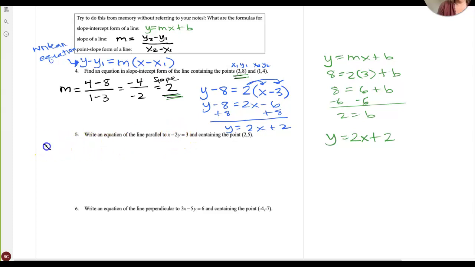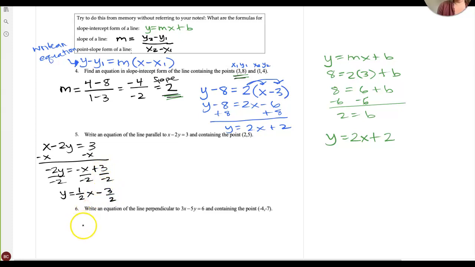So let me put that over here. I've got x minus 2y equals 3. I'm going to get y by itself, so I'm going to start by subtracting the x over. So I've got negative 2y equals negative x plus 3, and then divide everything by negative 2. So that's going to give me y equals, now negative divided by a negative is a positive, so I've got 1/2 x, and then minus, so I've got a positive divided by a negative, minus 3/2.